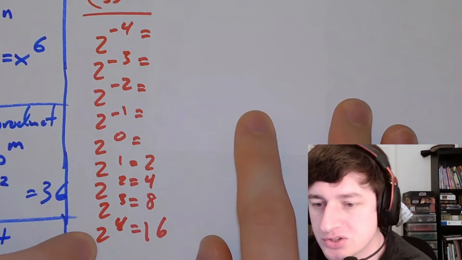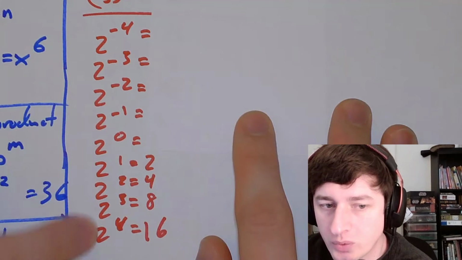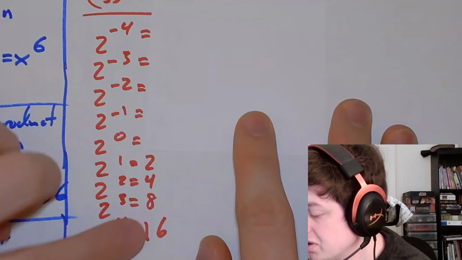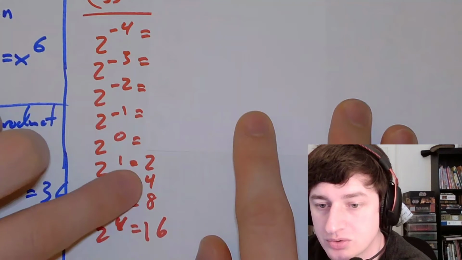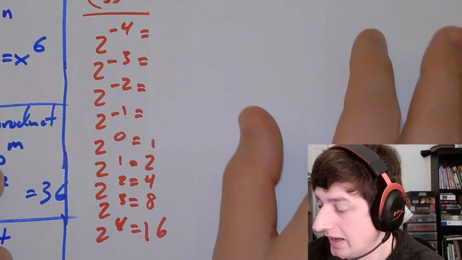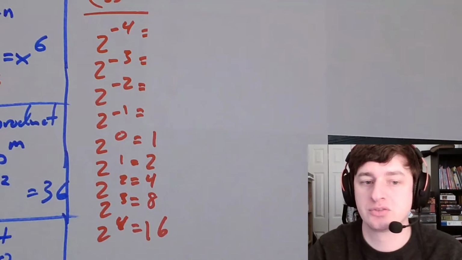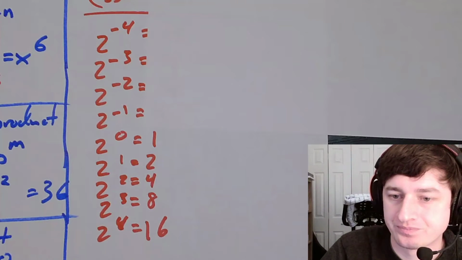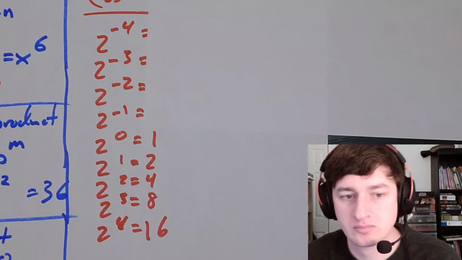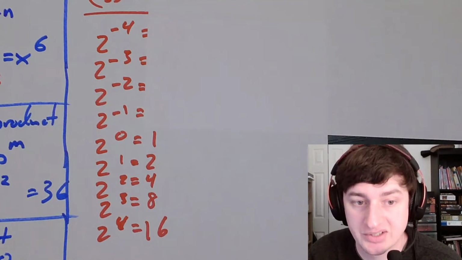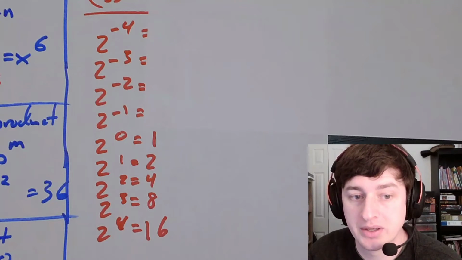But if we think about this going the other way, going up the line, we're dividing by 2. 16 divided by 2 is 8. 8 divided by 2 is 4. 4 divided by 2 is 2. 2 divided by 2 has to be 1. It does not make sense for 2 to the 0 to be 0. It has to be 1. So that's the justification for 2 to the 0 being 1, because it makes sense in our pattern of what it means to be an exponent.